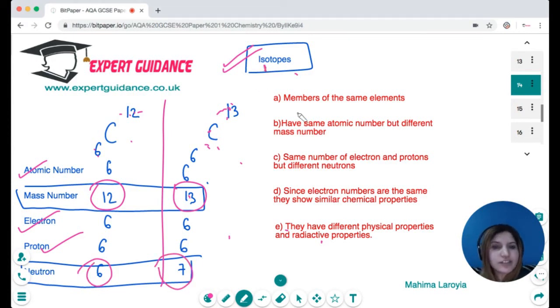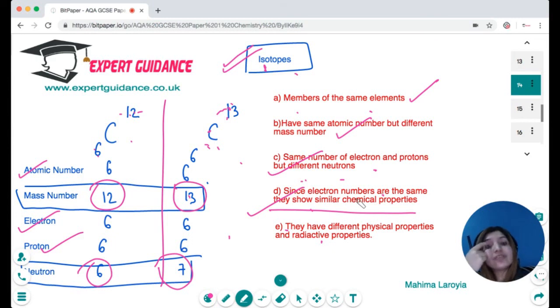So isotopes are the members of the same element having same atomic number but different mass number, same number of electrons and protons, but different number of neutrons. So since they have similar electronic number, they show similar chemical properties, and since they have different masses, they show different physical properties and radioactive properties. It can happen one of the isotopes is stable, other is radioactive, and this is all because they have different masses.